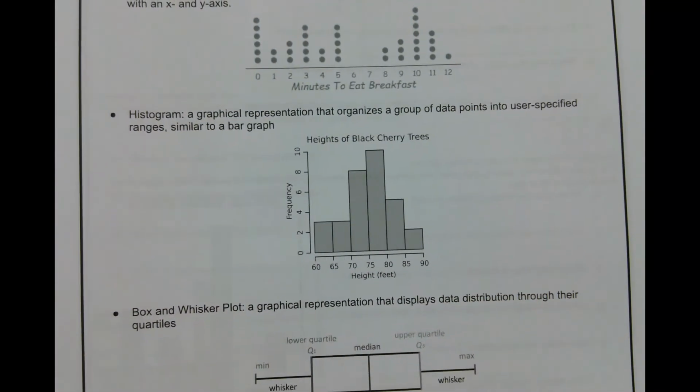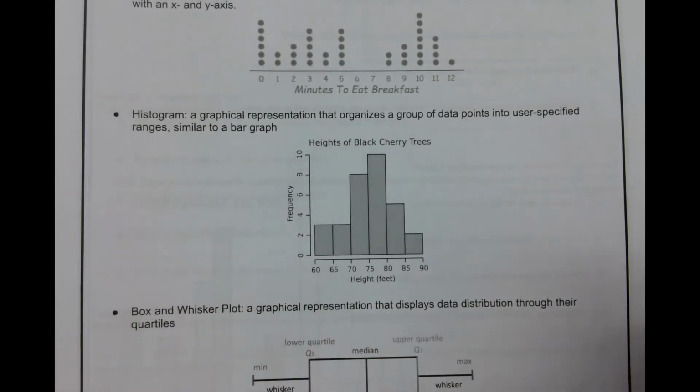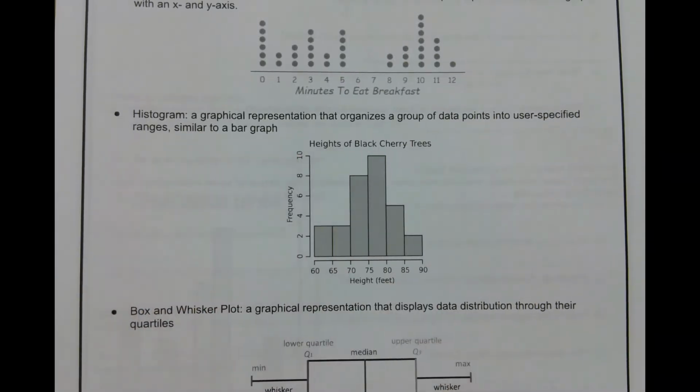A histogram is another type of graphical representation, and it organizes data points into groups using different ranges, and it's very similar to a bar graph, which we've seen before.